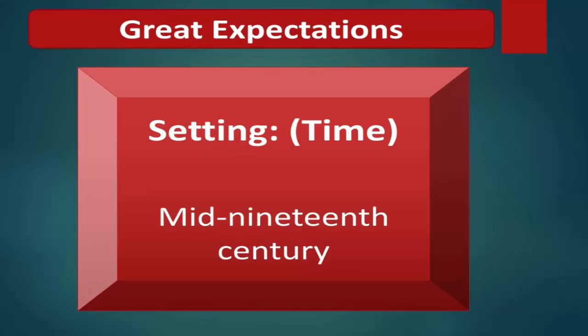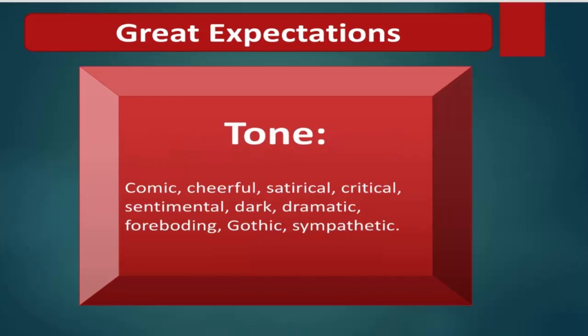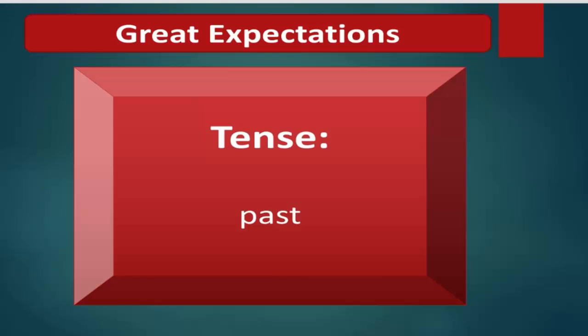Setting by time: mid-19th century. Setting by place: Kent and London, the two different places. Tone: comic and cheerful, satirical, critical, sentimental, dark, dramatic, foreboding, gothic, and sympathetic. So there are many tones in this novel. Tense: it's written in the past tense.